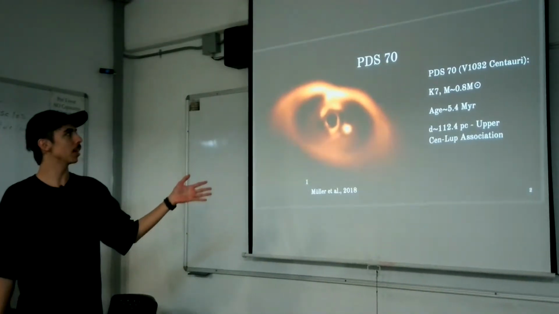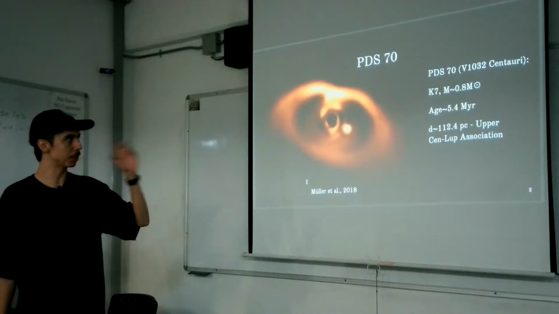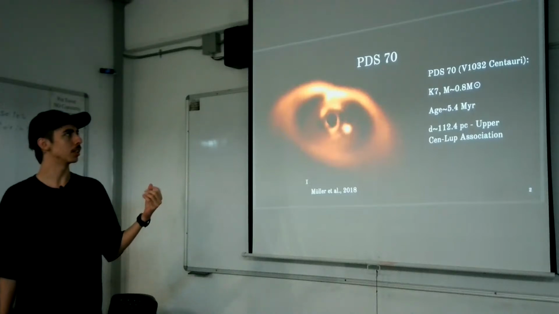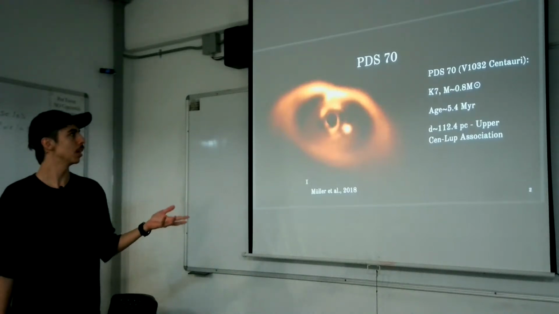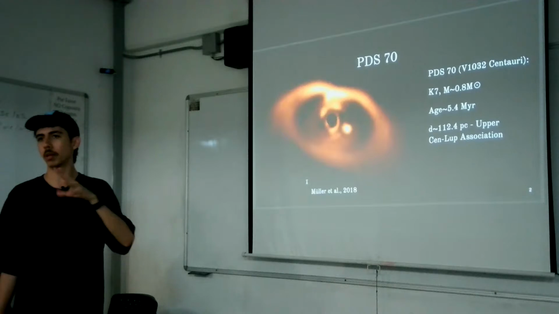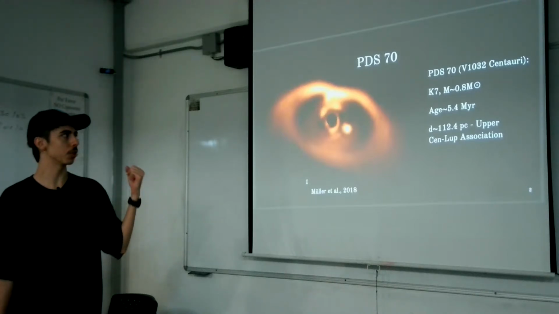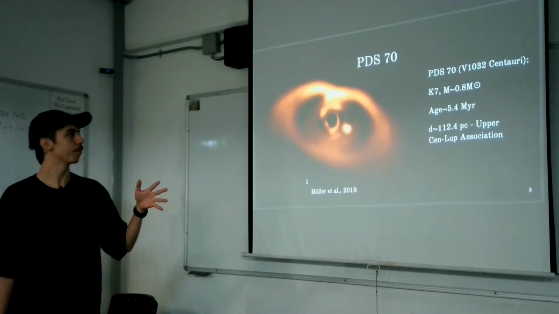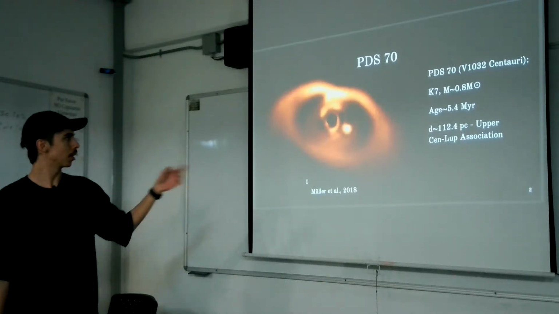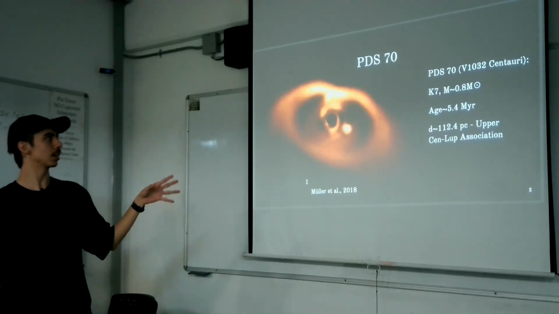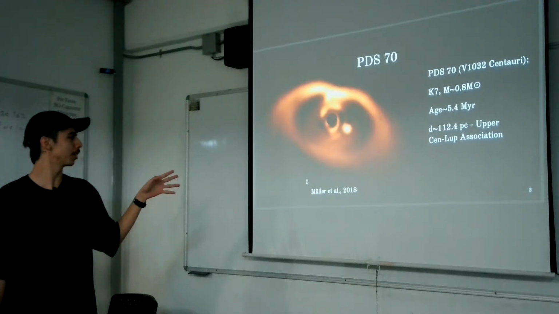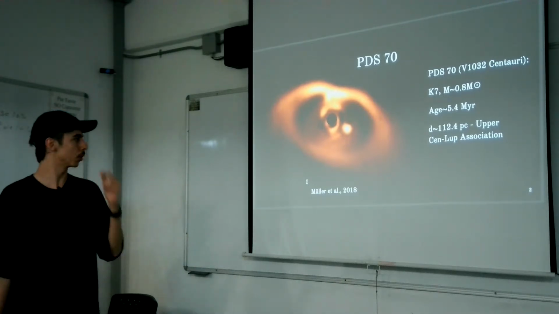So this is PDS 70. It's a system that has been characterized as having a spectral type of K7, a stellar mass of about 0.8 solar masses, and an age of a bit more than 5 million years. It's a bit more than 100 parsecs away toward the constellation of Centaurus, and it's part of the Centaurus-Lupus association. Here we can see this image, I think this is the infrared, a single wavelength, infrared by Müller in 2018.